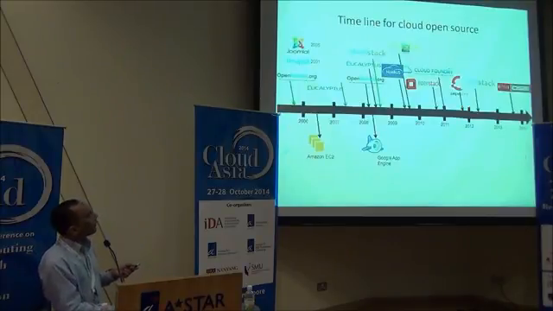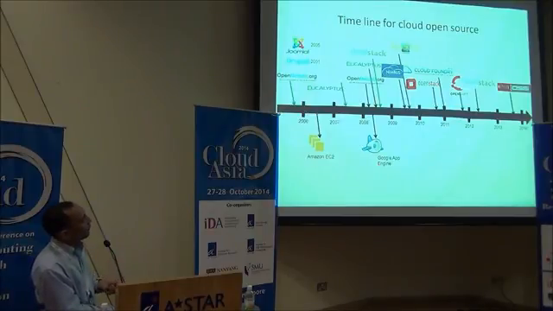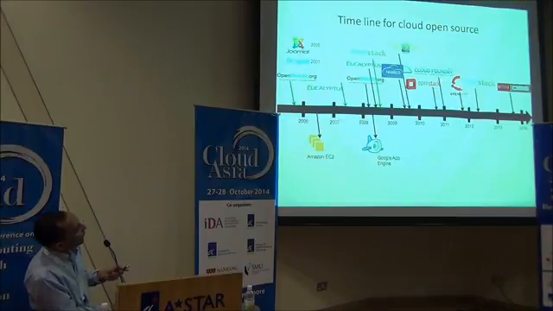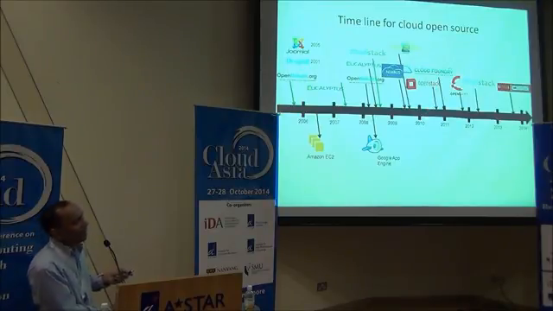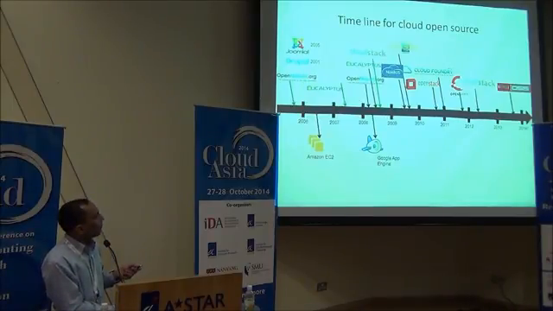So this is a timeline of what you are seeing here. OpenStack's first release came somewhere around 2010. Since then it has evolved rapidly. Every 6 months they have a pretty good release. So now it's pretty nice.